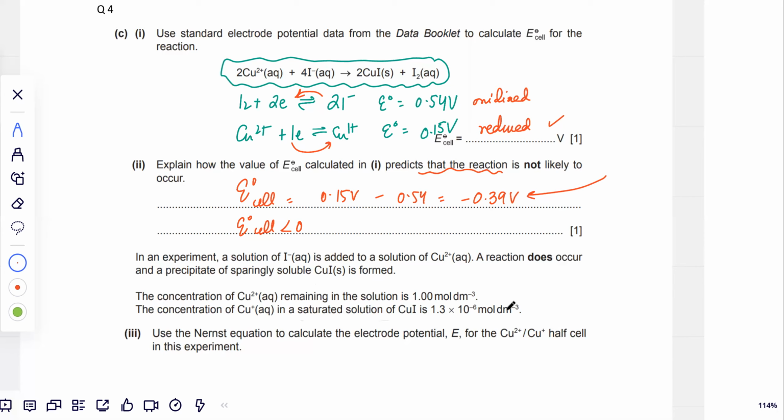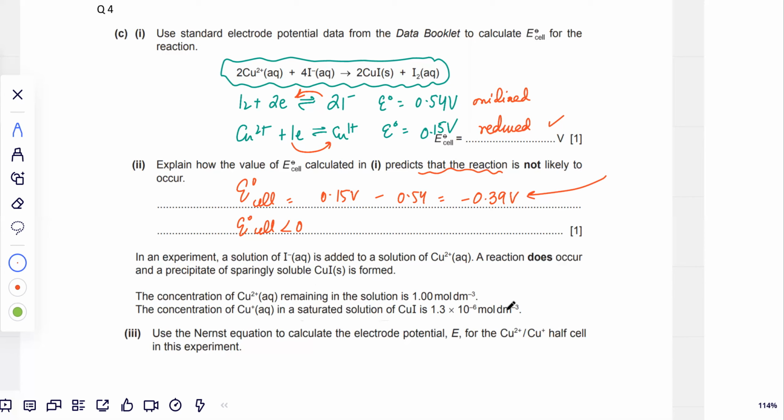First thing, you have the copper 2 plus, copper 1 plus electrode. And the E naught for that was 0.15 volts, right? So the first thing is, explain to me. In reality, the reaction that he's doing, the copper 2 plus concentration is 1 mole per dm cube, so that's fine, nothing wrong with that. That is standard concentration. The concentration of copper plus 1 is 1.3 times 10 power minus 6. So it's coming out to be.